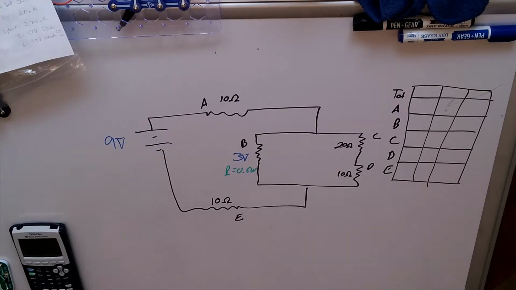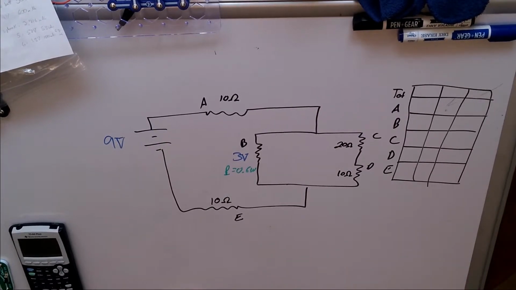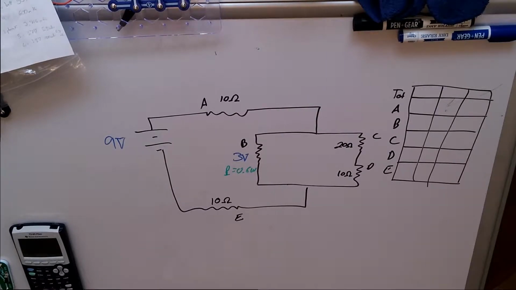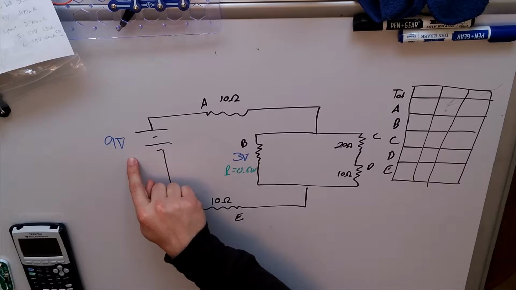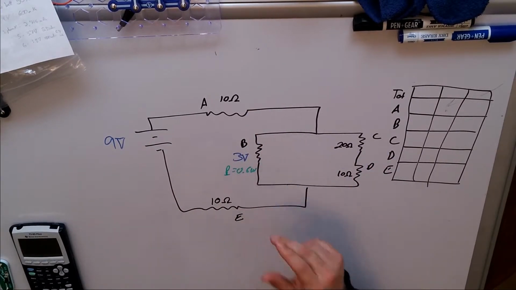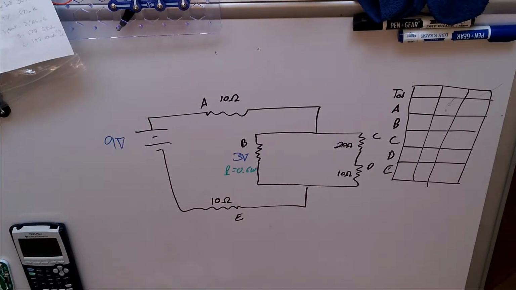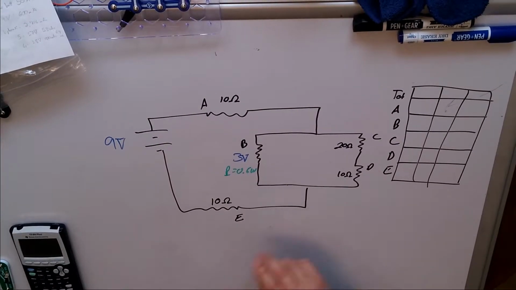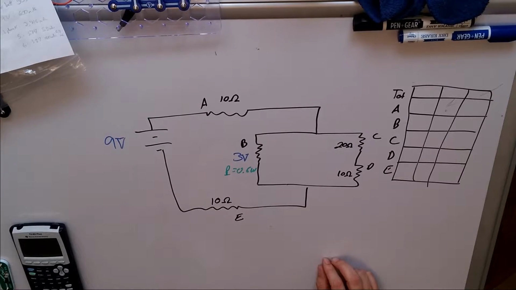All right, so now we're going to take a look at applying the table on an even more complex circuit. I went ahead and drew it out in advance so that we could save a little bit of time on that. I've got a battery here, 9 volts. We've got resistor A, which is 10 ohms, resistor B, which we don't actually know the resistance of. I'm giving you an unknown resistor. Resistance C, which is 20 ohms, resistor D, which is 10 ohms, and resistor E, which is also 10 ohms.